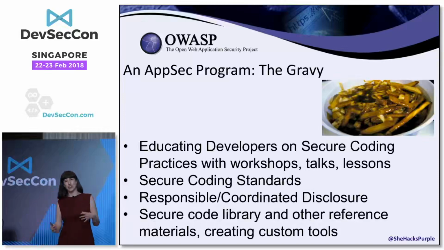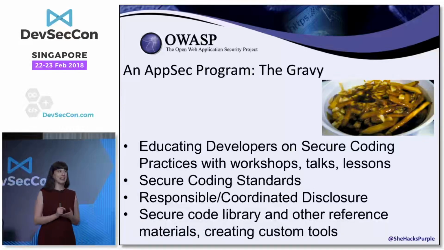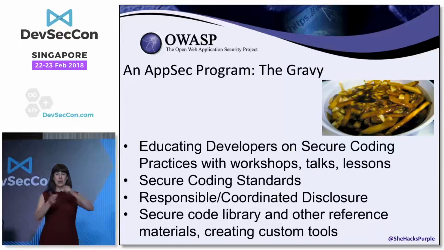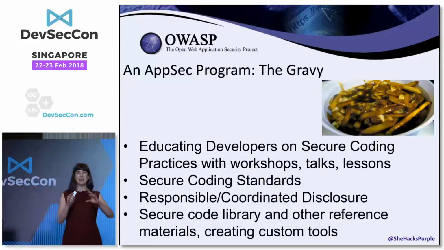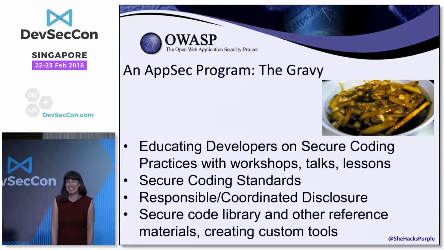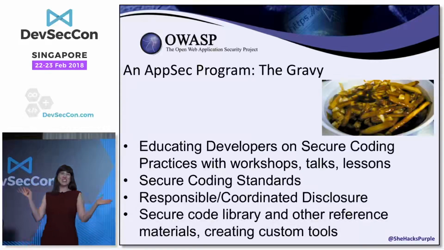The last one here is creating a secure code library and or other reference materials, or creating custom tools for your developers. I heard about this at Appsec Cali. This guy was talking about how they didn't want people to use the MD5 hash anymore because it's insecure. So they put a wrapper on it, so whenever a developer used it, it would rename itself to really insecure MD5 hash function. Usage went down by 95%. Just being passive aggressive.